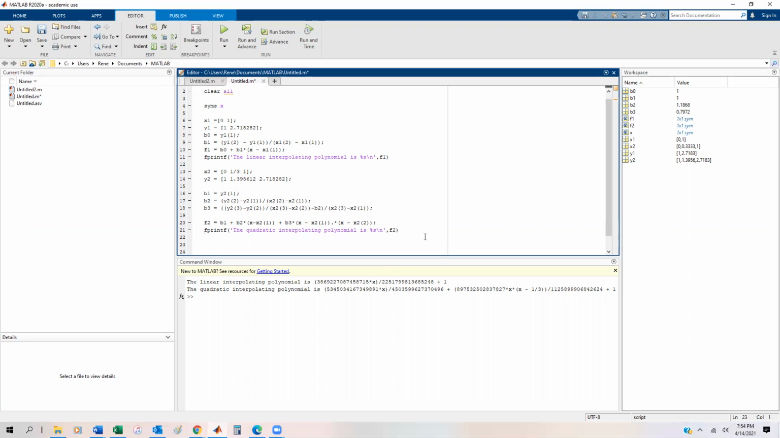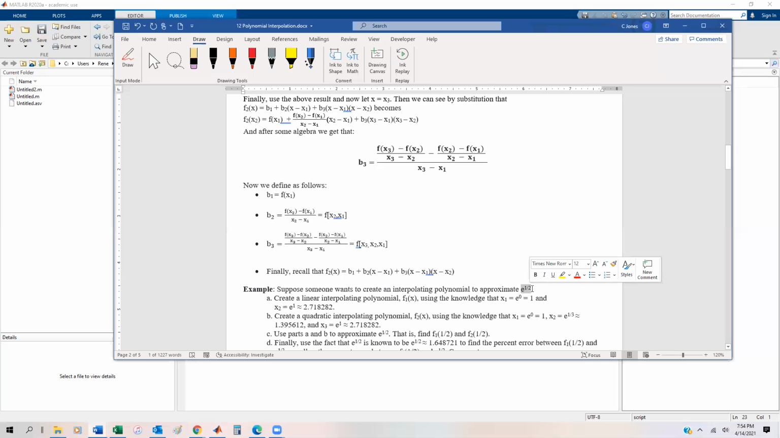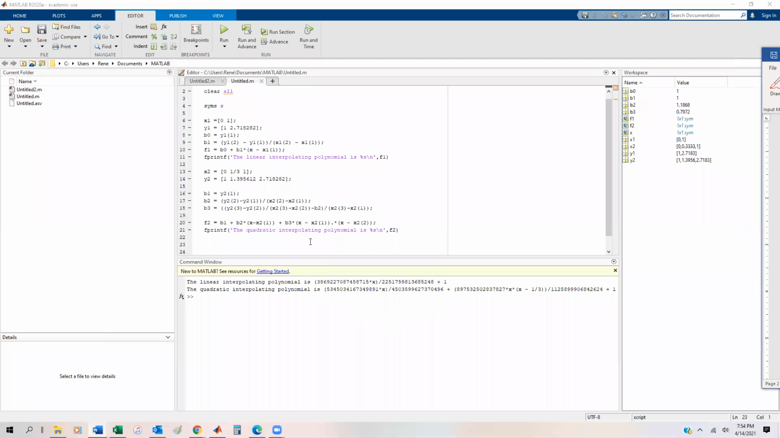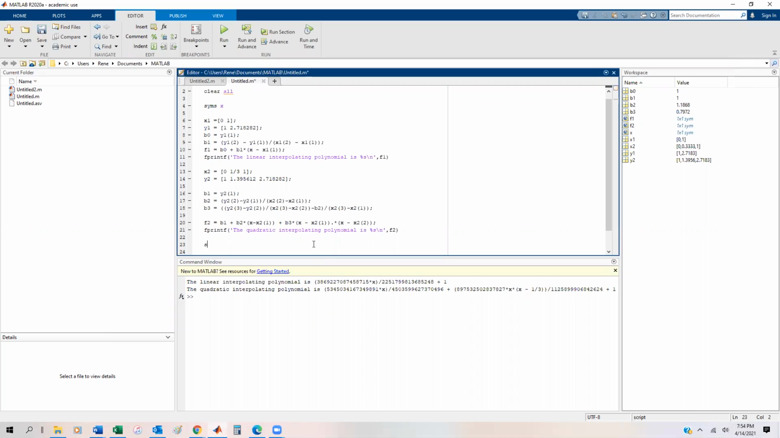All right, so all we're going to do is substitute. And remember, at the very beginning of the problem, we're trying to figure out what e^(1/2) is. So now we're just going to substitute 1/2 back in for X. I'll call it estimate linear, and it's going to be equal to F1 evaluated at 1/2. And let's call it estimate quad, which is going to be equal to F2 evaluated at 1/2.